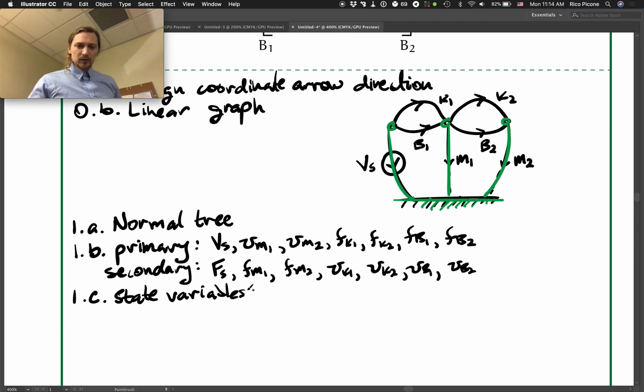State variables. So we choose state variables always to be the across variables on A-type energy storage elements in the normal tree, right?